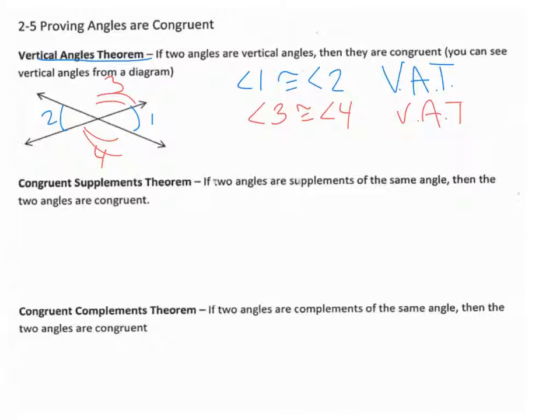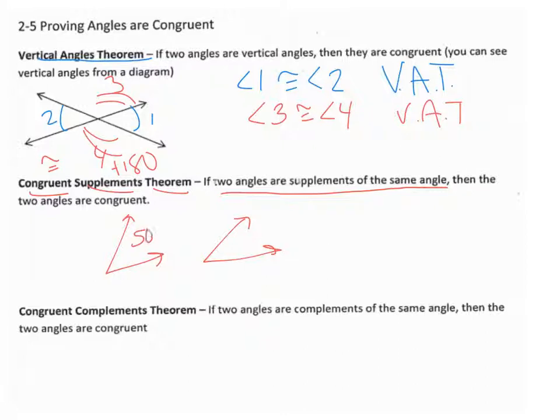Okay, next theorem, the congruent supplements theorem. Supplements add up to 180. The theorem says if two angles are supplements of the same angle, so what that means is if you have this red angle, and we'll say this is 50 degrees, and you have one other angle that is supplementary to it, and a different angle that is supplementary to it, these blue angles have to be the same angle. If they're both supplements of the same angle, then they both have to be 130 degrees in this case. That's called the congruent supplements theorem.